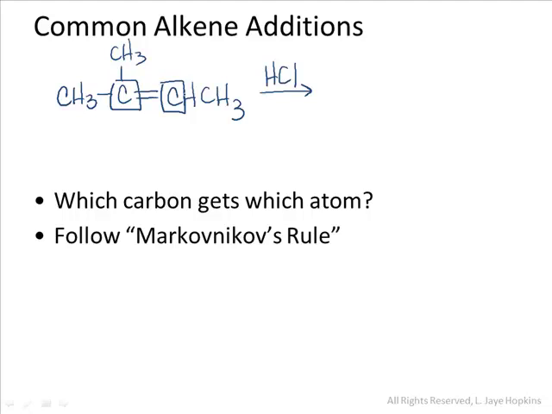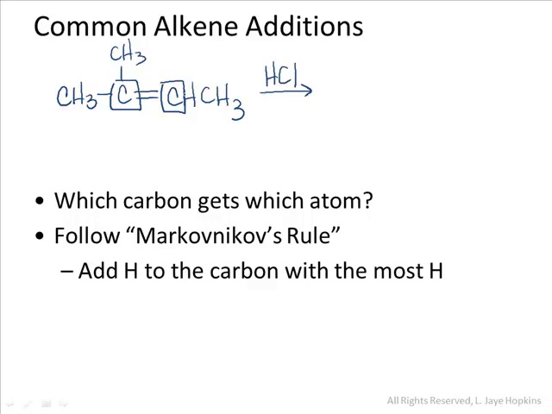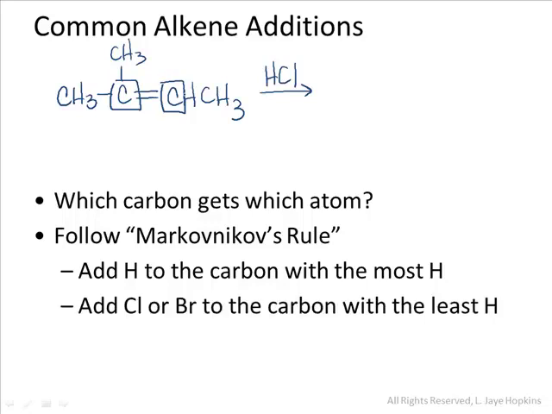Markovnikov's rule is one of the most famous rules in organic chemistry, and it's a really simple one to remember. When you're breaking a double bond in an alkene addition, you always add the hydrogen to the carbon that already has the most hydrogen. It's a little bit like it wants to go bond with the carbon that has its friends on it, metaphorically speaking. So we'll add hydrogen to the carbon that has the most H, and then the other atom, in this case Cl, or if it was Br as on the last slide, we're going to add that to the carbon that has the least hydrogen. So let's look at the molecule and decide which that is.